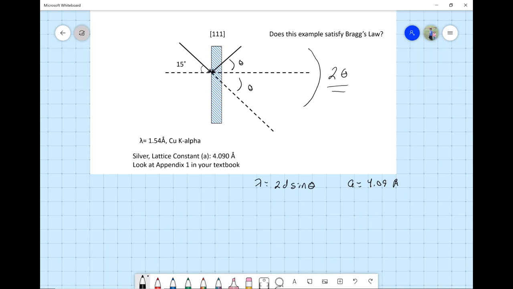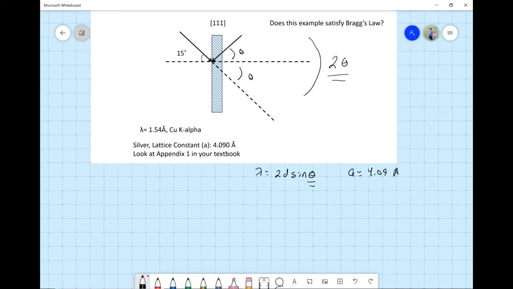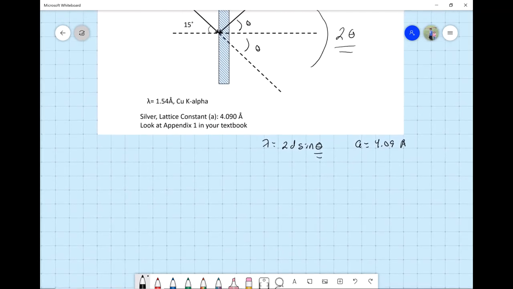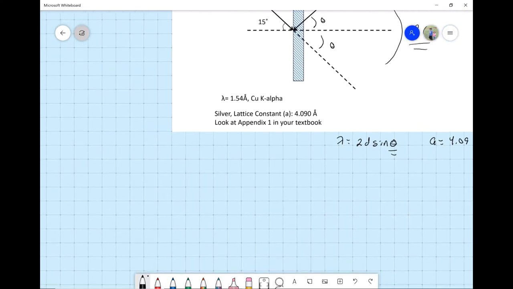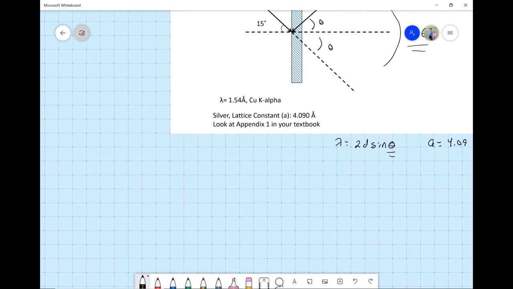Because we're wanting to find if theta is correct, and or if theta would be a Bragg angle. And so we already know lambda is 1.54. We can figure out D from A because we know silver is cubic, so it's FCC. And so we're going to solve for theta in this case. Let's first figure out D. So D equals 4.09 angstroms, units coming from our lattice parameter, over the square root of 1 squared plus 1 squared plus 1 squared.